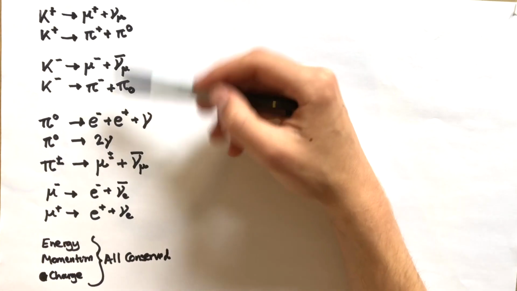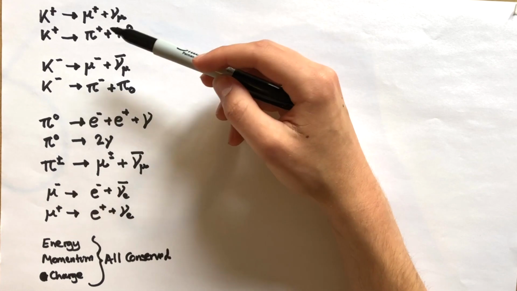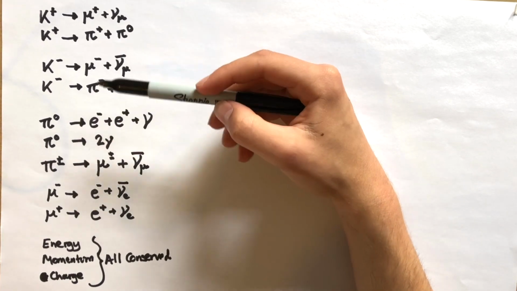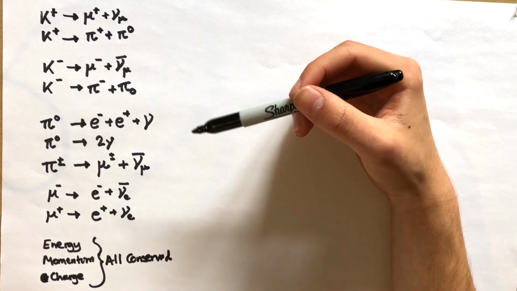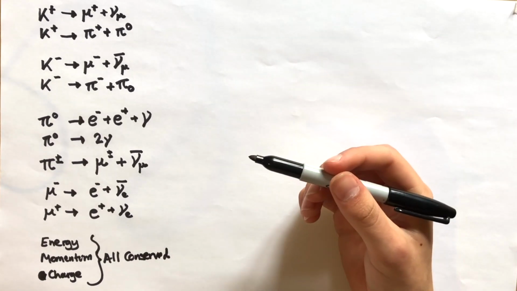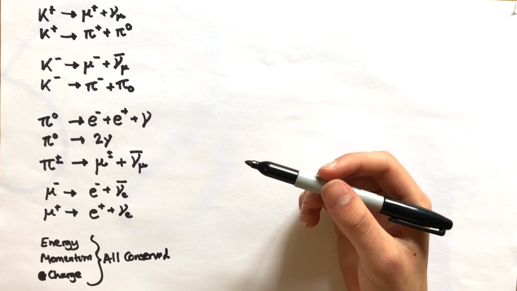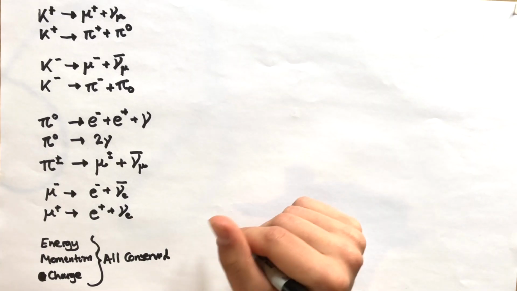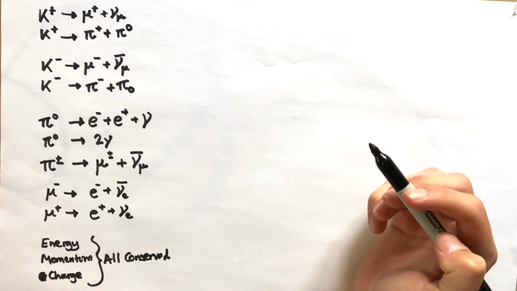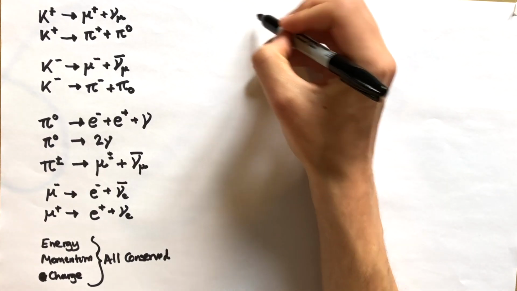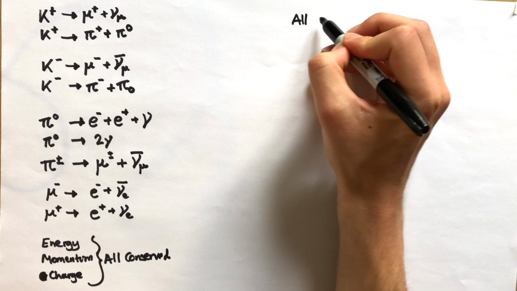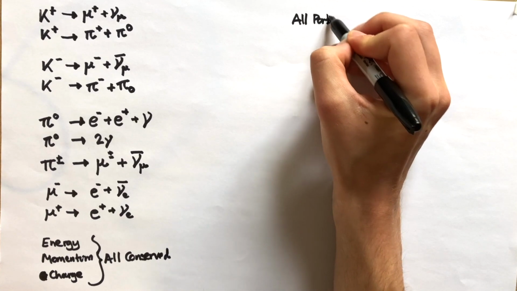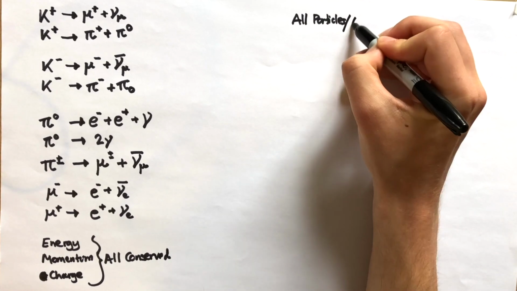Now we're starting to get quite a few new particles, and at some point we're going to have to sort all these out. So how do we do that? Well, we start by taking all the particles and splitting them into 2 different categories. If we draw a little tree diagram right here, we have all particles and, of course, antiparticles.